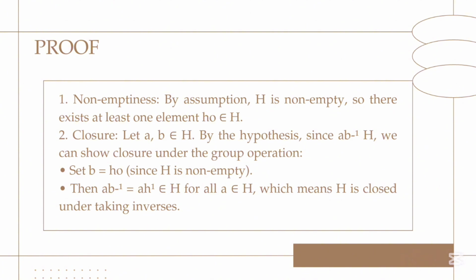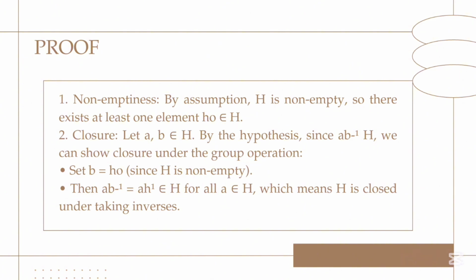Second is the closure. Let a be an element of H. By the hypothesis, a times b raised to -1 is in H. Now we can show closure under the subgroup operation. Set b equal to h sub 0, since H is non-empty. Then a times b raised to -1 is equal to a times h sub 0 raised to -1, which is an element of H. Now for all elements a in H, this means H is closed under taking inverses. So that is the closure.